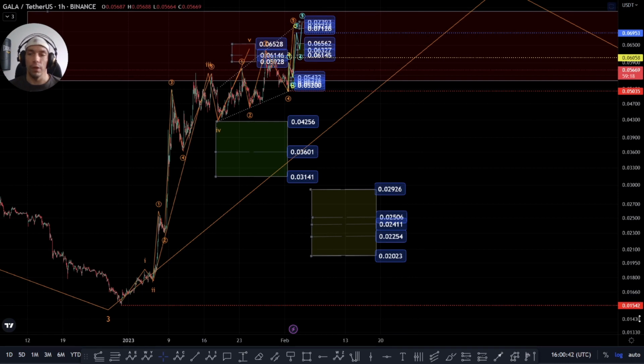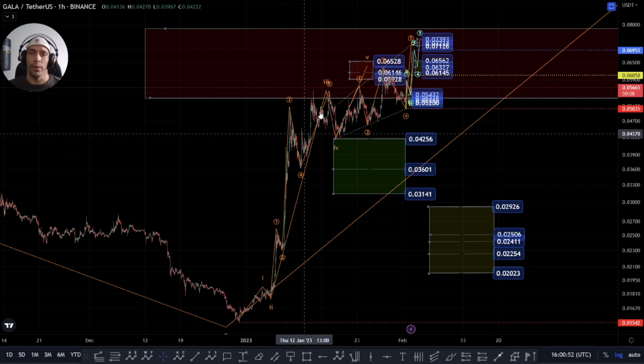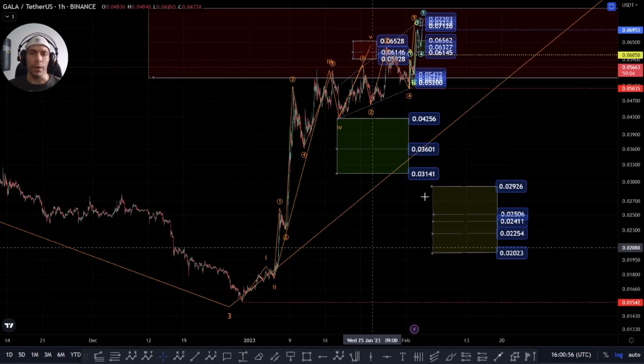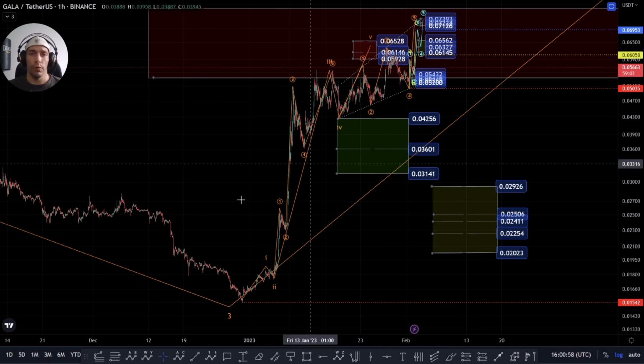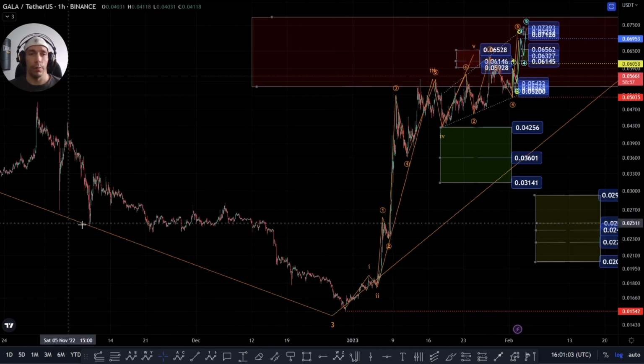Alternatively, if we actually just break down and take this 15242 after completion of this, we'd have to reevaluate it, and either this would have to be a corrective structure, though I can't really see it at the moment, or this would be a 5-wave move and we have a correction from further back here.